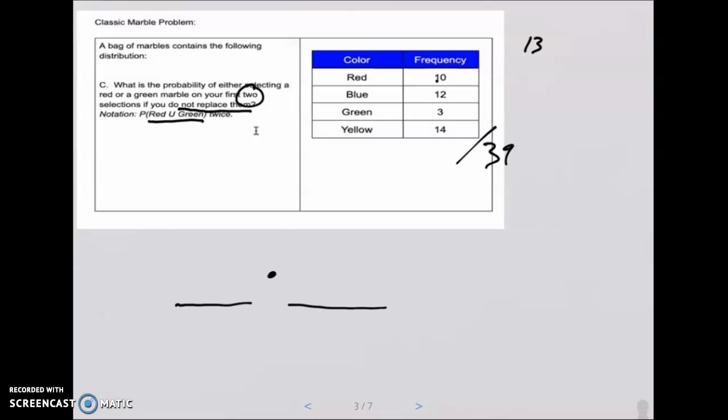So the first thing, spot 1, marble, and spot 2, marble. It's going to be 13 out of 39. And then if you do not replace them, we took 1 away. We don't know if it was red or green, and we don't really care. We just know that we have 1 less, and then we have 1 less here as well. So we do that, 13 out of 39 times 12 out of 38.